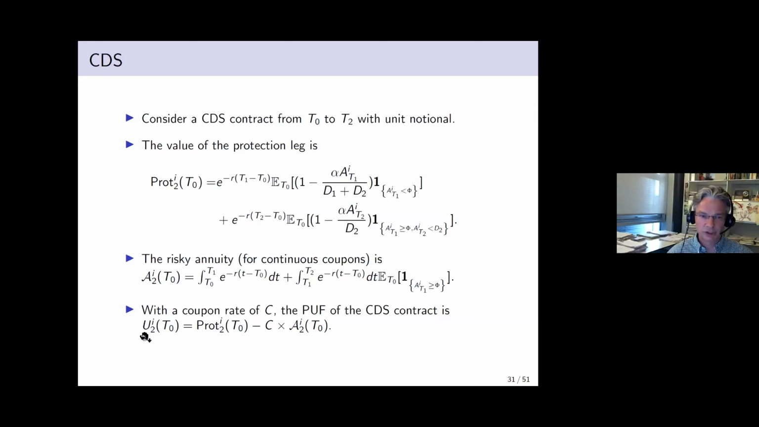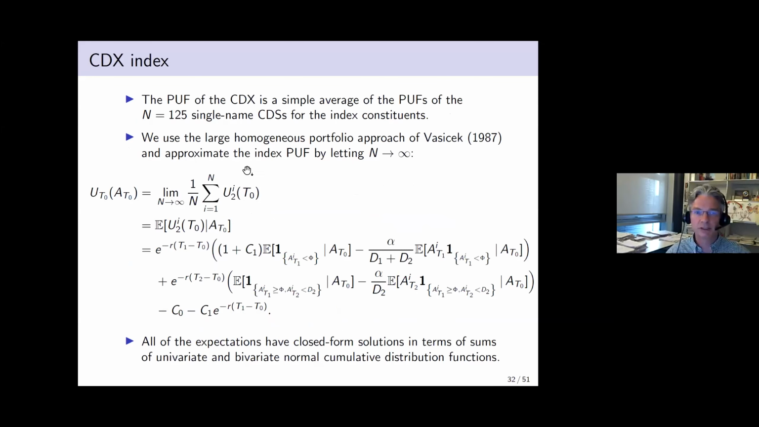And so then you can extract the upfront payment, which would be the difference between the net present value of the protection payments and the present value of the coupon payments. Okay, so this is all pretty classic. Where things become a bit more complicated is when we look at the index. A credit default swap index is now going to be a sum of 125 individual credit default swaps.